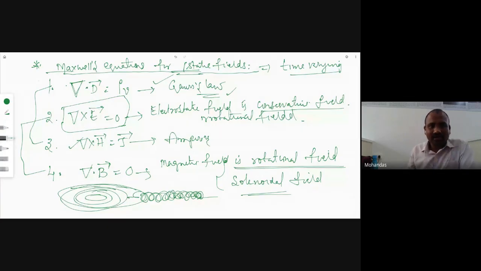So after discussing del cross E and del dot B, I am going to use these equations again to calculate the magnetic field intensity H, by using the concepts called scalar magnetic potential and vector magnetic potential. So today we will discuss scalar magnetic potential and vector magnetic potential.